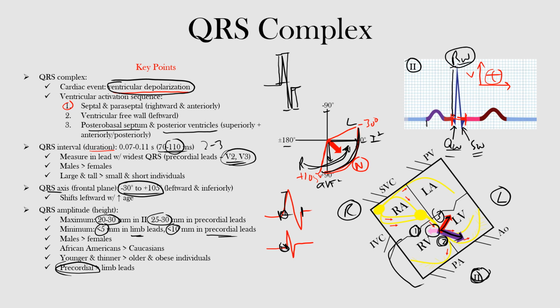Well, that's the end of this lecture. We discussed the QRS complex, specifically what it represents and how it should normally appear on the EKG. I hope you learned something.